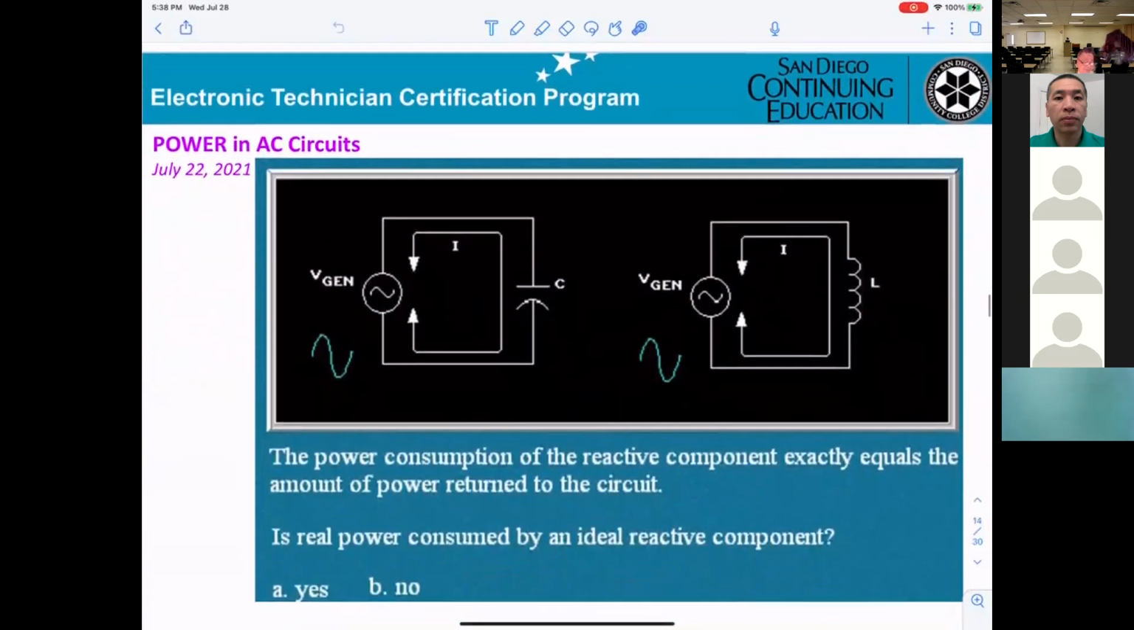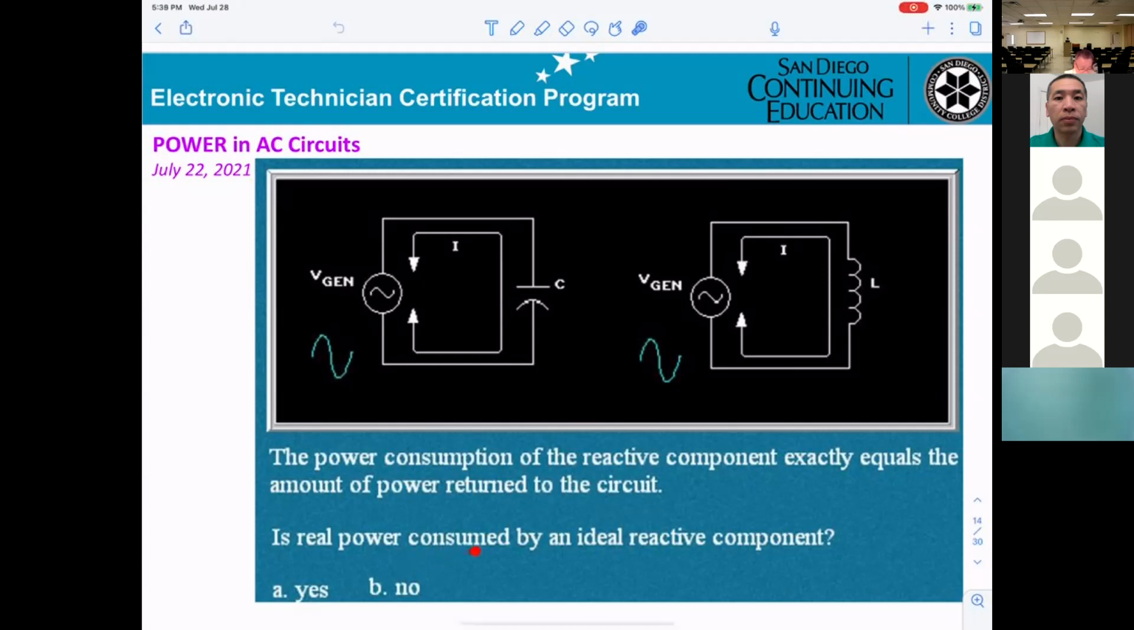That's just very, very basic. So make sure you read over and over, so in a general question you're able to answer it without doing calculation here. The power consumption of the reactive component exactly equals the amount of power returned to the circuit. That means you don't lose anything in AC for the reactive component.